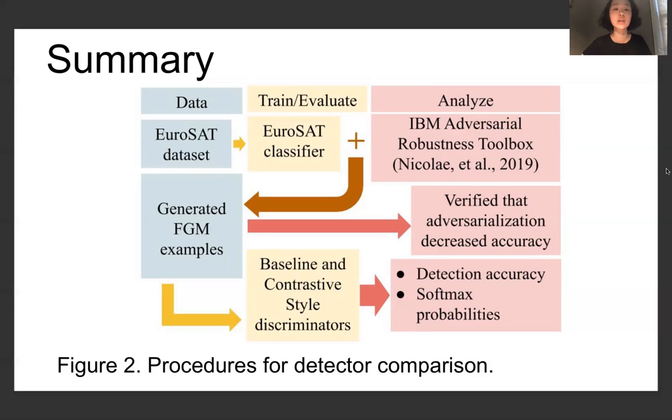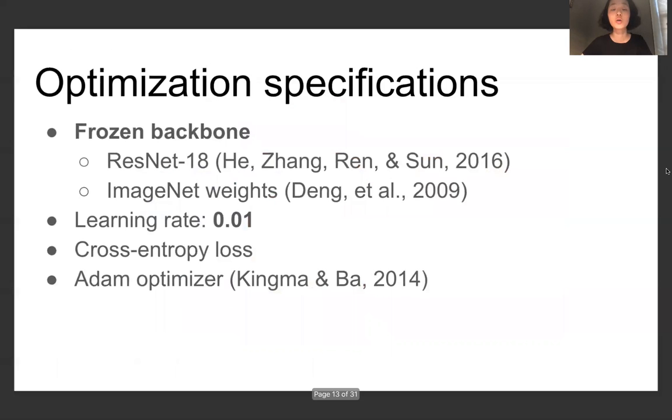At that point, I could take the adversarial examples as part of the input into my two detectors, the baseline and the contrastive style discriminators. At that point, I could compare the performances of the two detectors. In order to do this, I had a few optimization specifications. These generally tell you what kinds of models that I used, as well as their settings.